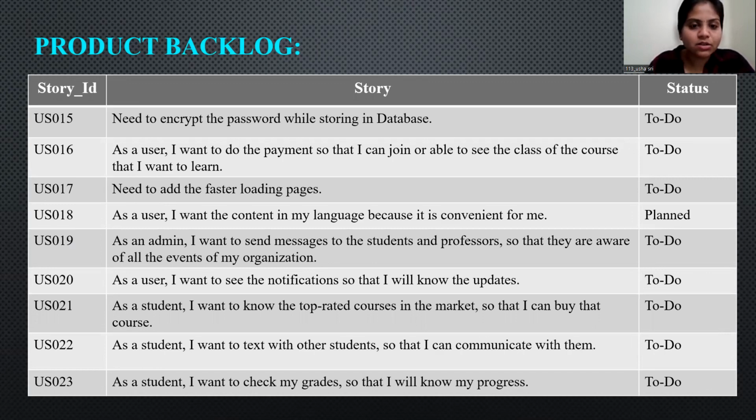The other things we are planning for the next sprint are sending notifications and showing top rated courses to the students, so that they'll be able to take those courses. Also, if a student wants to text or communicate with other students to make connections, that is planned too.